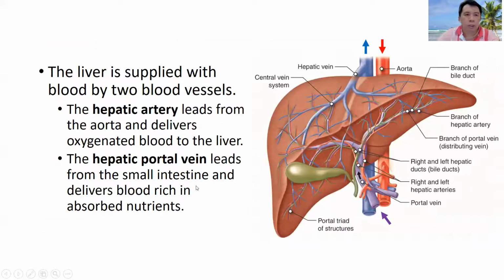The liver is actually supplied with blood by two blood vessels. One is the hepatic artery, and the other is the hepatic portal vein. The hepatic artery leads from the aorta and delivers oxygenated blood from the heart to the liver. Whereas the hepatic portal vein leads from the small intestine and delivers blood rich in absorbed nutrients, especially water soluble nutrients, from the small intestine to the liver.